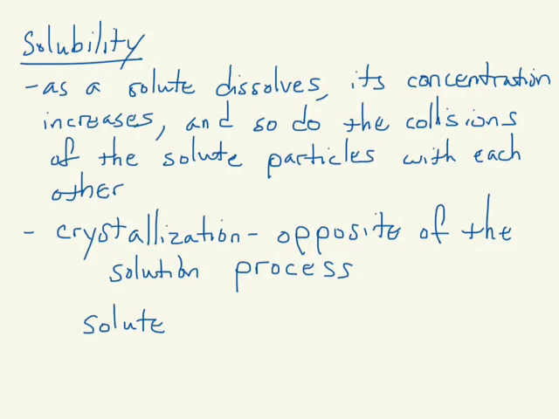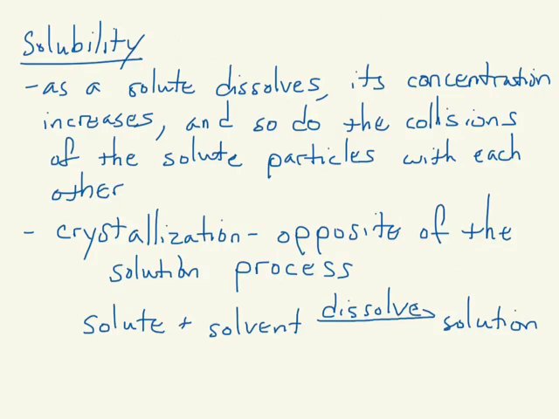If we have our solute and we mix it with our solvent, then those processes go together and they form our solution. And they do that by dissolving. Okay, but we could also go backwards. And backwards we would call crystallization, or it would crystallize. So our solution should be able to become separated, right?